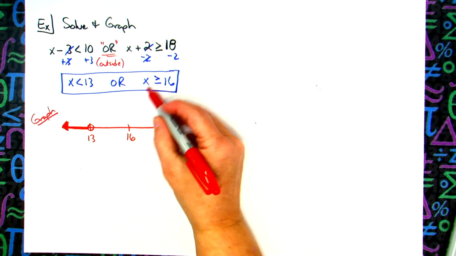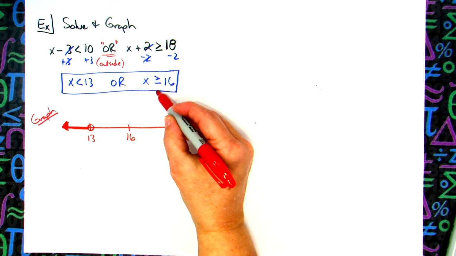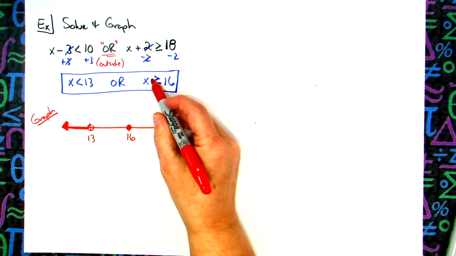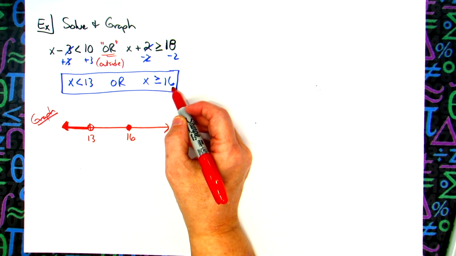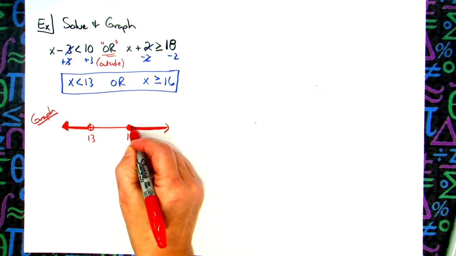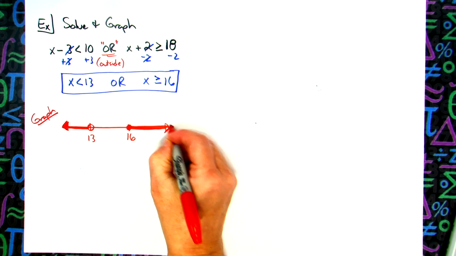Okay, now over here on my 16, am I going to need an open dot or a closed dot? Closed dot because it's got the equal to part. All right, x is greater than 16, so am I going to shade to the right or to the left? To the right. Does that make sense for my or, shading on the outside? Yes.